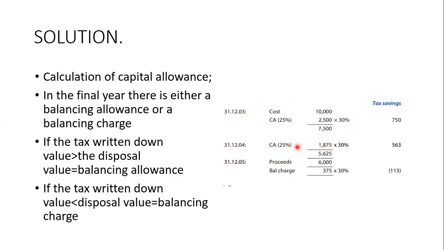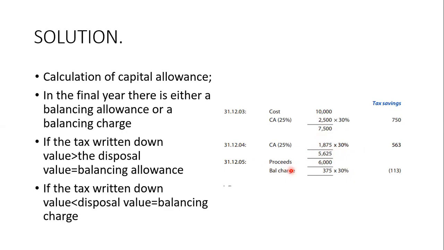The following year, the balance you are bringing is 7,500. You compute 25% capital allowance on the balance of 7,500, and that gives you 1,875. So it is on this that we make tax savings 30%, and that gives us 563. And we have a balance of what? 5,625 going into the third year.